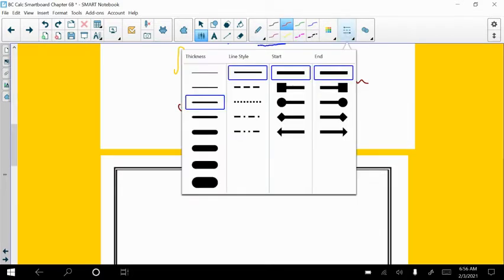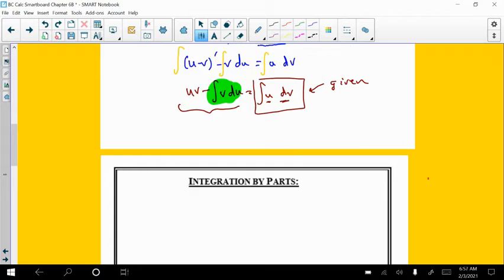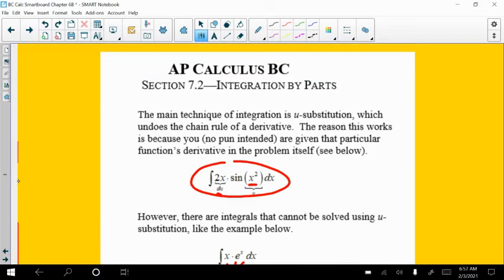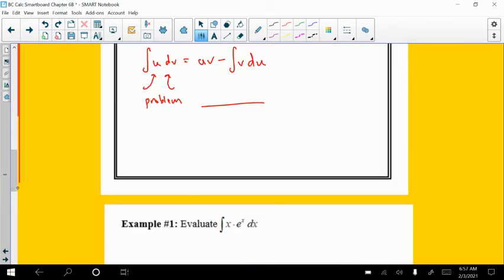Some textbooks refer to this as a u-v substitution because you're looking for a u and a v, but the integral of u dv is equal to u v minus the integral of v du. Again, you have to identify, pun intended, what's the u and what's the dv. So this is always the problem that you'd be given. And then if you choose appropriately, here's how you would be able to solve it: uv minus the integral of v du. I'll show you, and I think we probably, if I remember right, start with that first example.